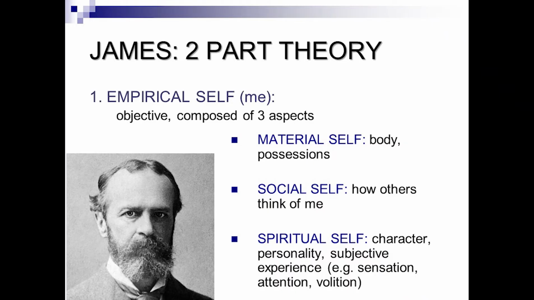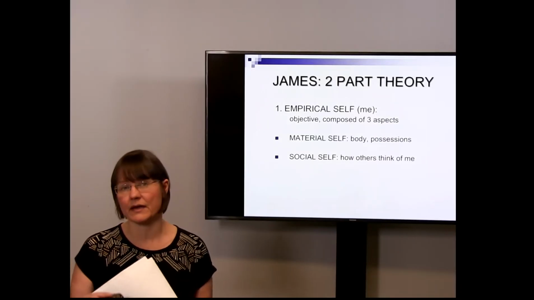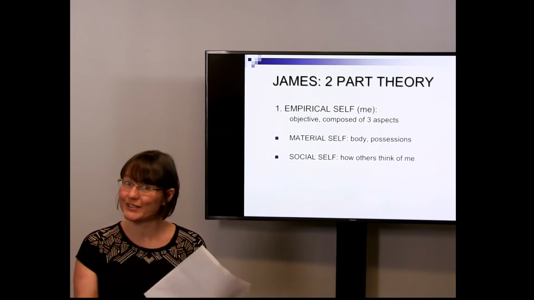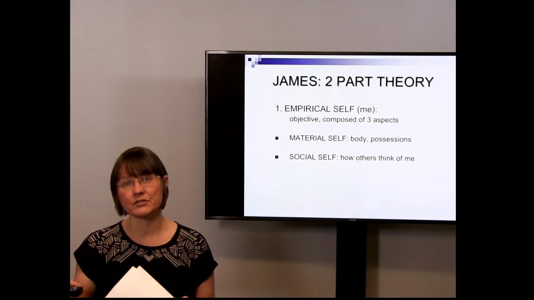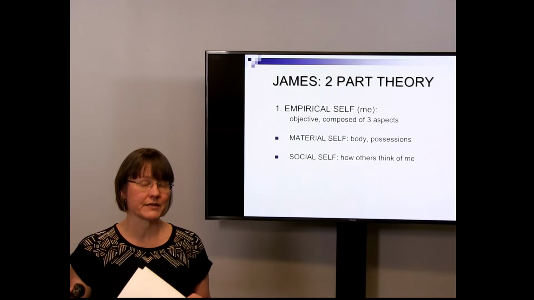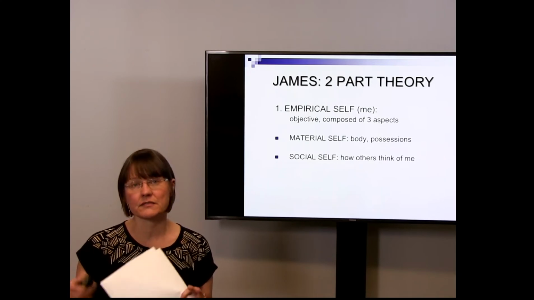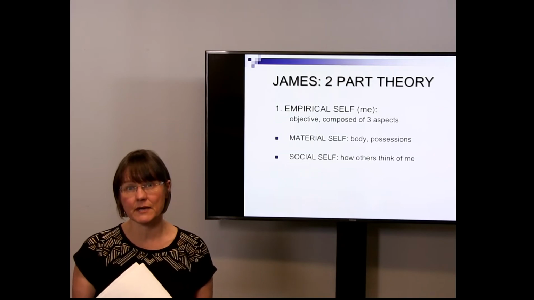The second part of the empirical self is the social self, that I am a part of a network of people. I am a mother. I am a daughter. I'm a member of a family. I have friends. I have students. I have colleagues. So all of those relationships are also very important to define the nature of myself, of who I am. So that's another aspect of the me that makes me the self that I am.